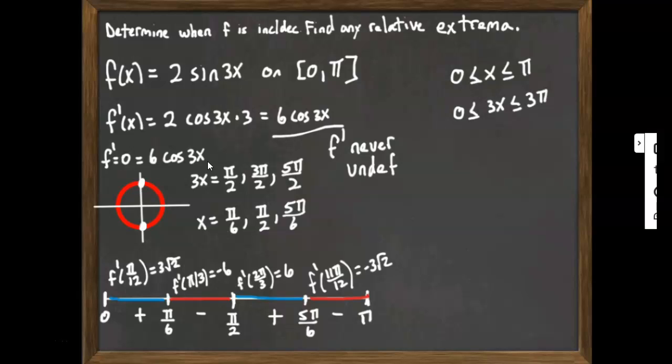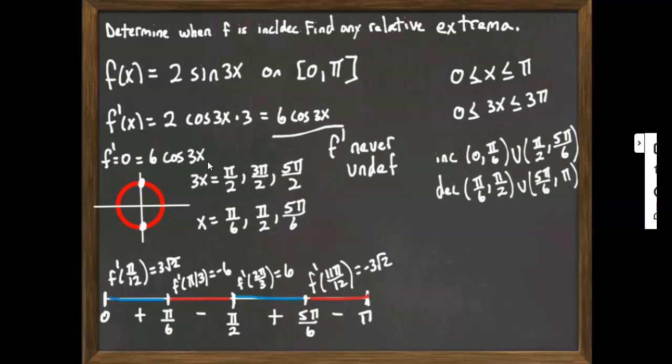And you might want to pause the video and take a moment and do that yourself to make sure you kind of have the hang of it. So when I do that, I'm going to say it's increasing on the blue intervals, 0 to pi over 6, and pi over 2 to 5 pi over 6, keeping them open. And it's decreasing on the red intervals, pi over 6 to pi over 2, and 5 pi over 6 to pi.